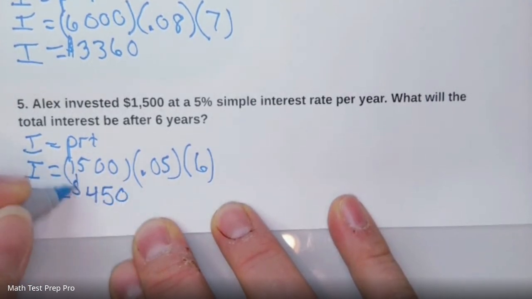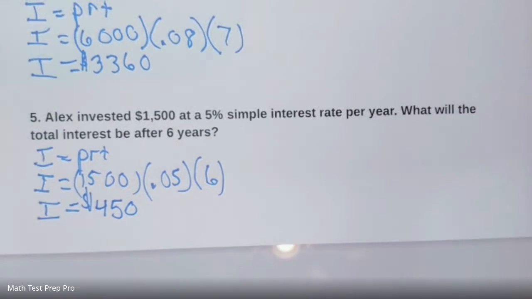All right. So just remember a few things. All these simple interest problems are the same formula. Interest equals principal times rate times time. And what you do is you just plug everything in and multiply. That's going to give you the answer for the interest when the principal, rate, and time are given.